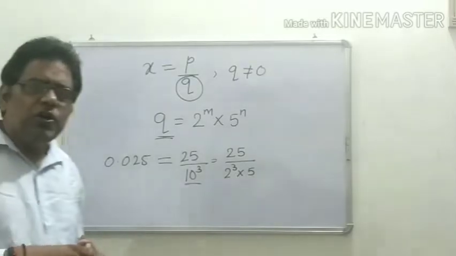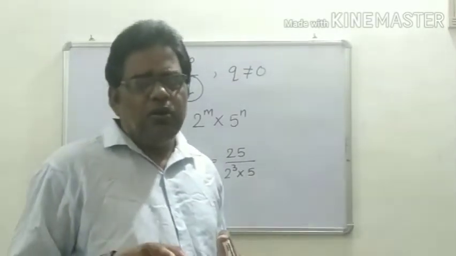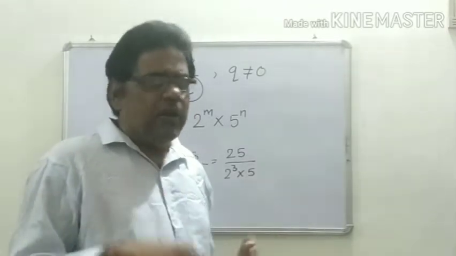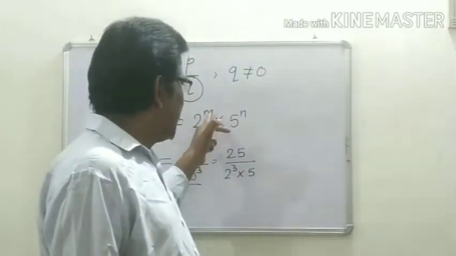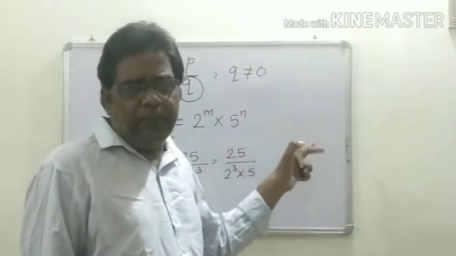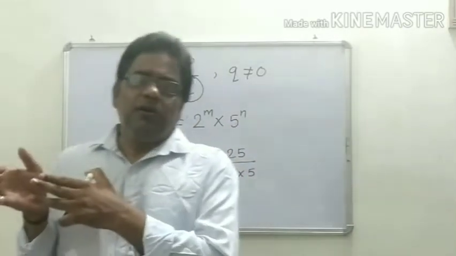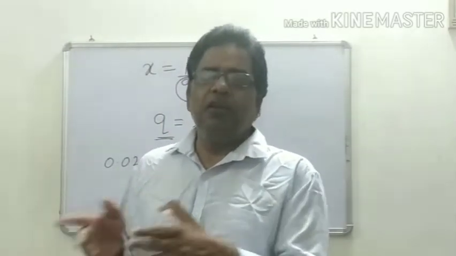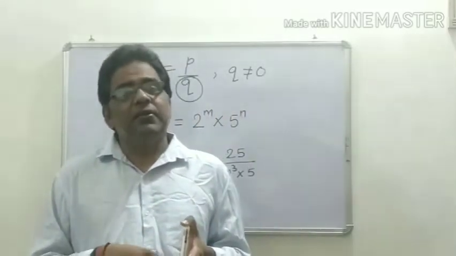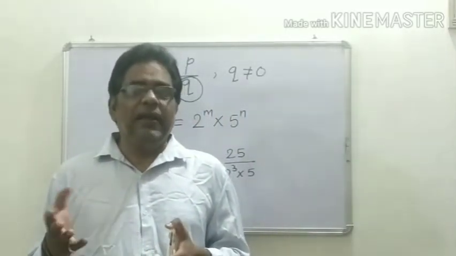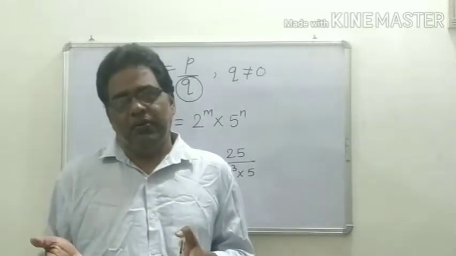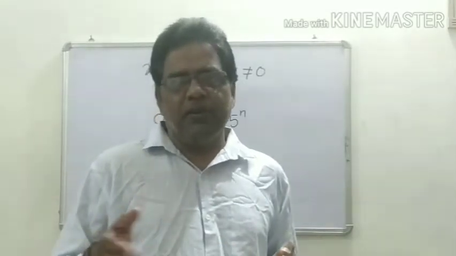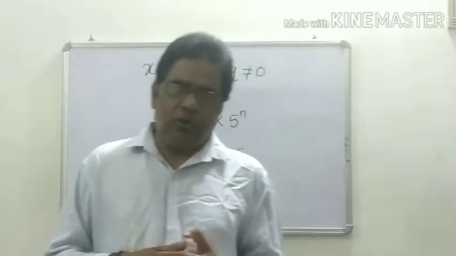So whenever you get a rational number whose denominator can be factorized in the form 2 power m into 5 power n, meaning the denominator has prime factors 2 and 5, then you will say that the number is a rational number and it terminates. So I hope it's very much clear to you how to identify whether the number is terminating or not.